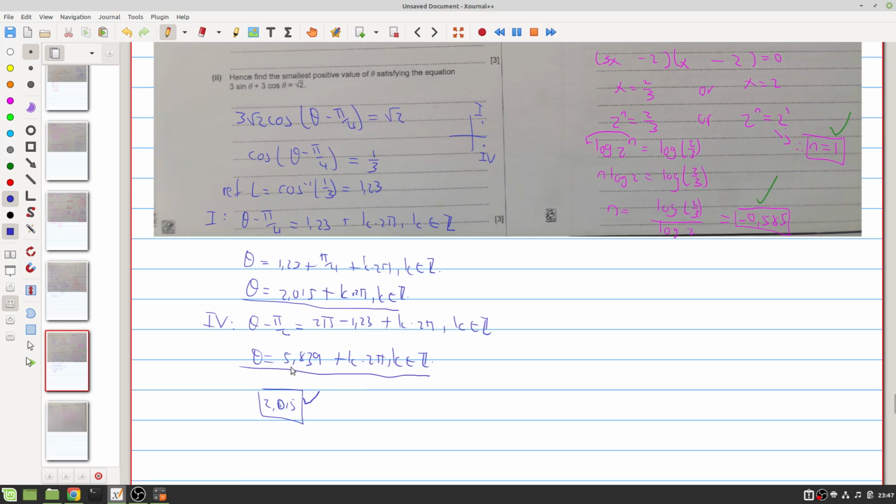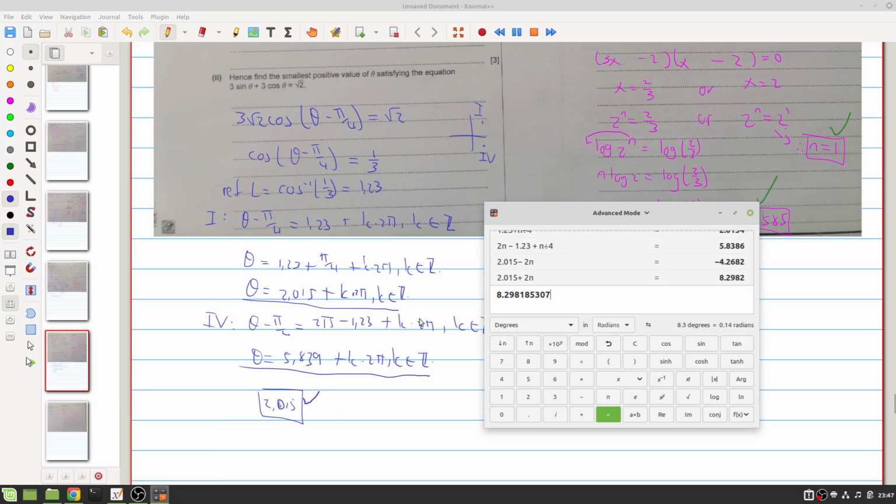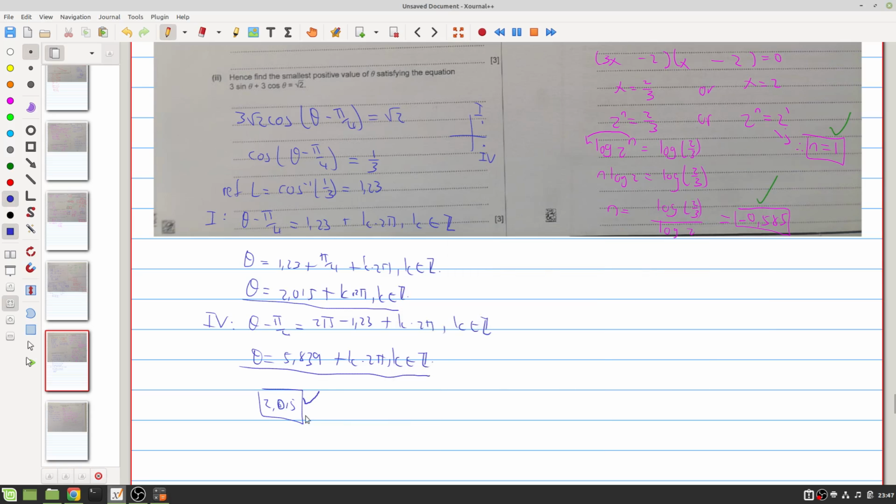Other thing we can check is the fourth quadrant, so the 5.839. If we subtract 2 pi from that, it's negative, so it doesn't work. And if we add 2 pi, obviously it's going to be bigger, so obviously that's not going to work either. So that is our smallest value, it's 2.015. All right.